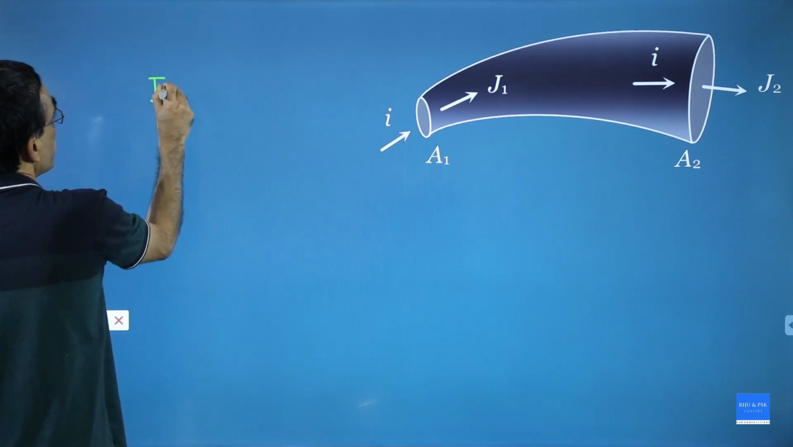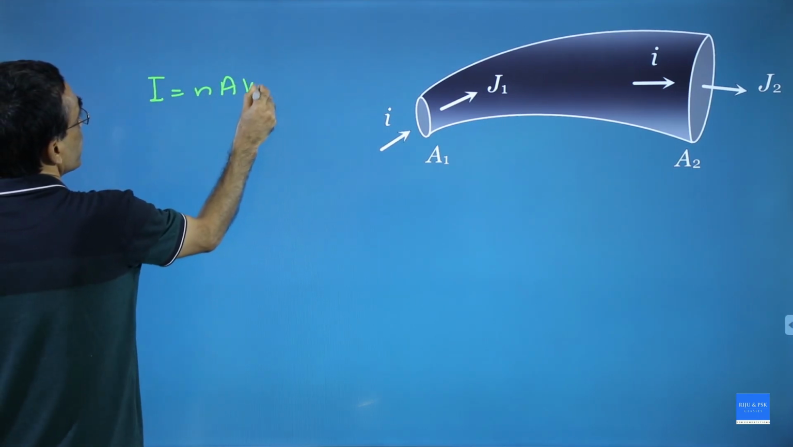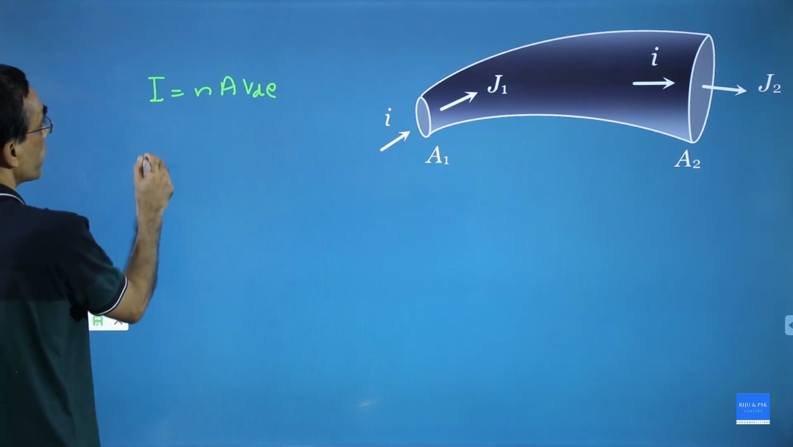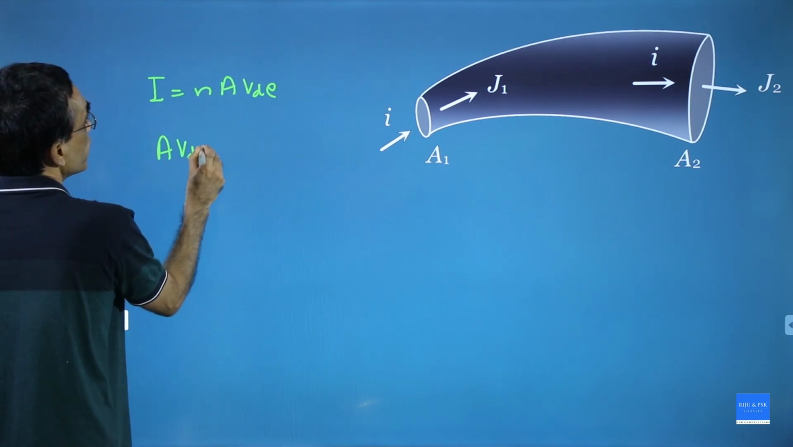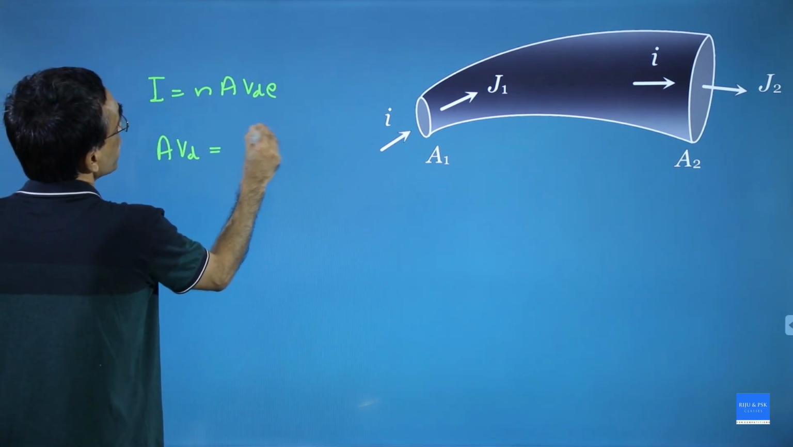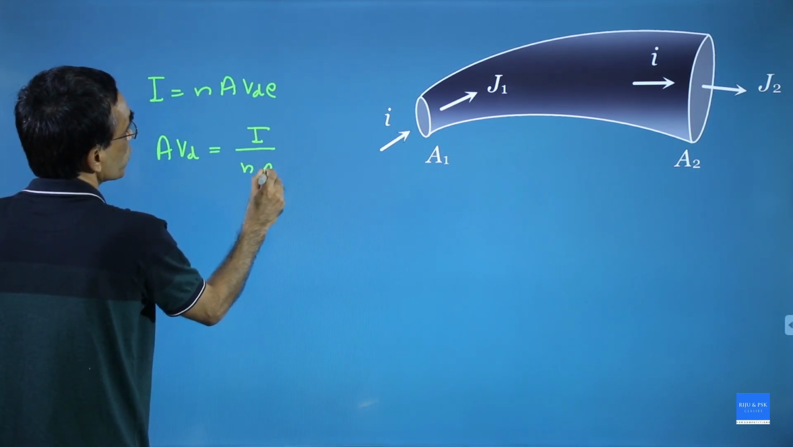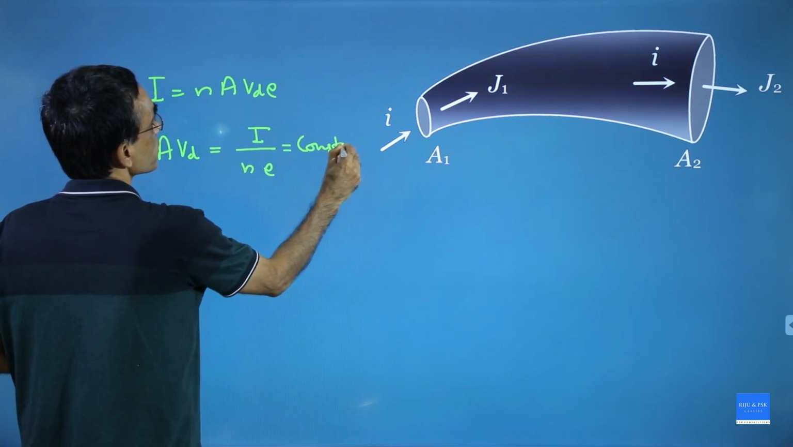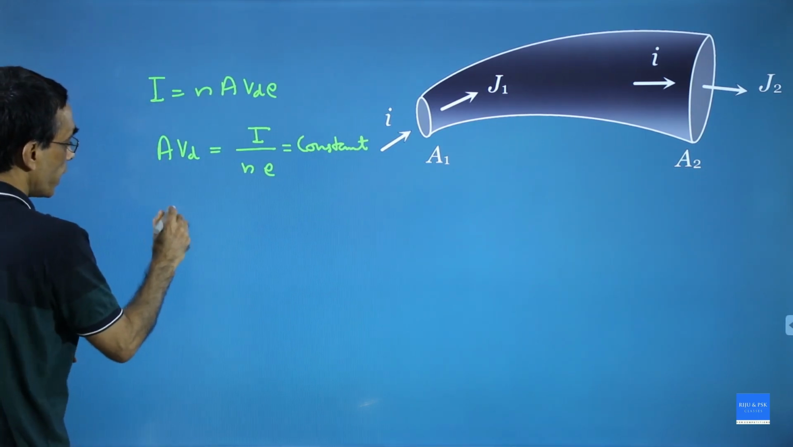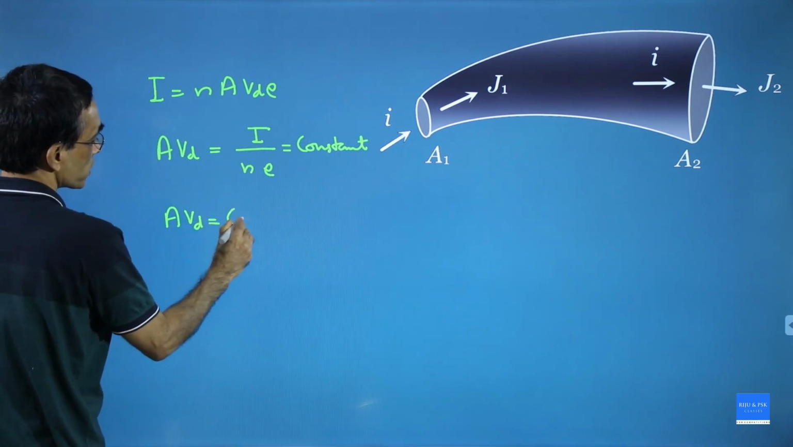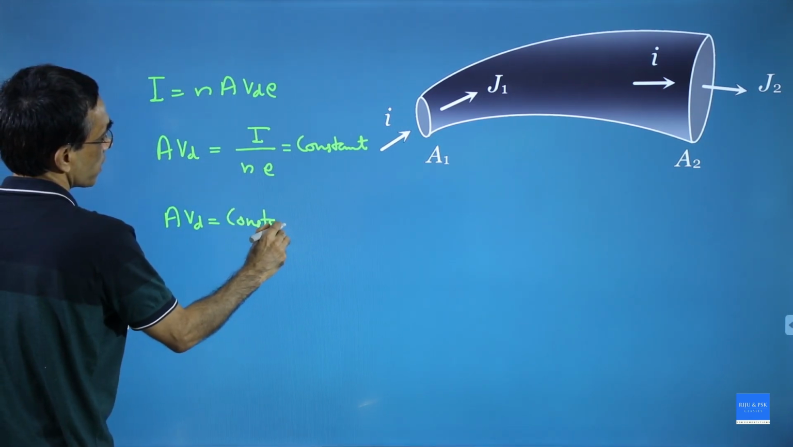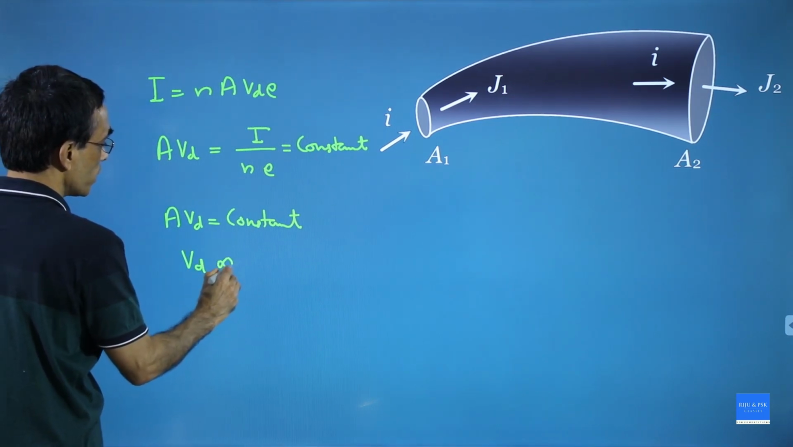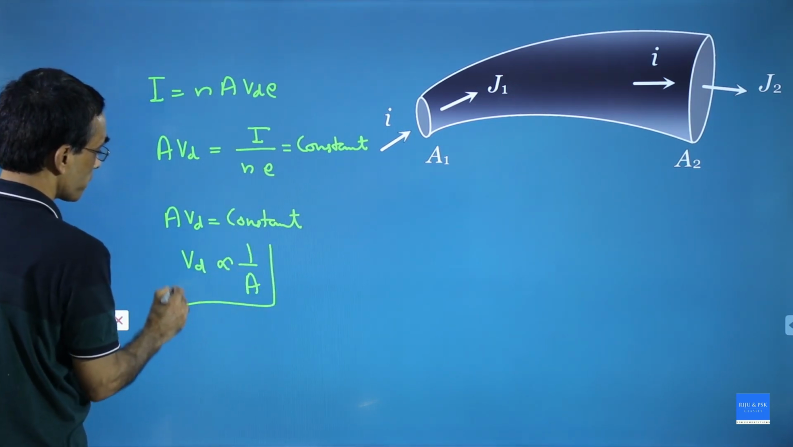See, if I write I equal to n A v_d into e, I will club all constants on one side. So what will I get? I can say A v_d equal to I divided by n into e, and this is a constant. That's a constant. So A into v_d is a constant. Okay. So what does it mean? The drift velocity is inversely proportional to area.